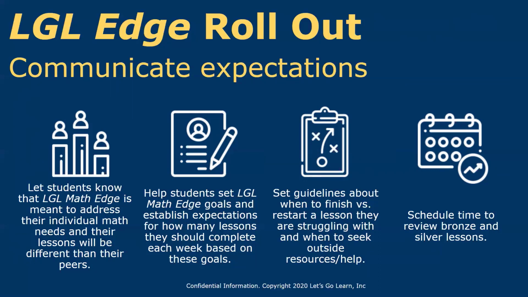Now, these lessons aren't going to take as long as for students who are further ahead. So you can change those goals as the students are working through the lessons. You may be having a student complete more lessons at the beginning when those lessons are a little bit easier. And then as the lessons get harder and harder, that number of lessons expected may change. As well, you want to set guidelines with them. When should they finish a lesson completely, or when should they restart it if they're struggling?